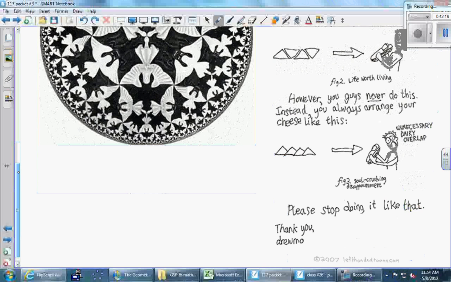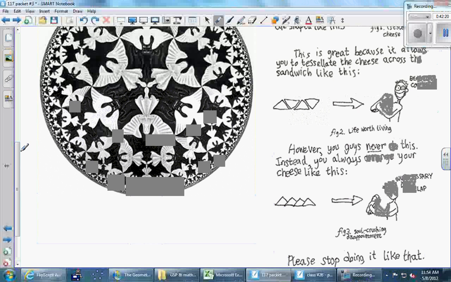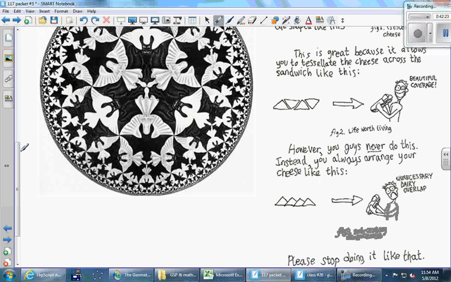Okay, so next time you go to Subway and you order your sandwich, you're going to ask them for a tiling, or if you want to be fancy, a tessellation. You say, please tessellate my cheese. And then you won't have to deal with this unnecessary dairy overlap. You'll have life worth living, just like up above. Okay, so they'll tile it for you, covering everything, no overlap, and it's good.